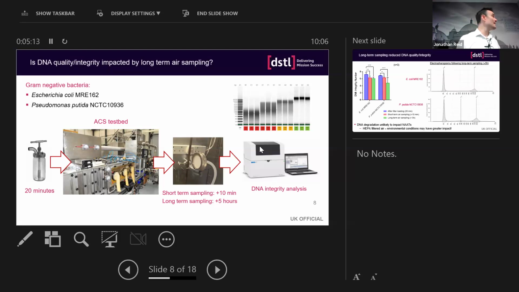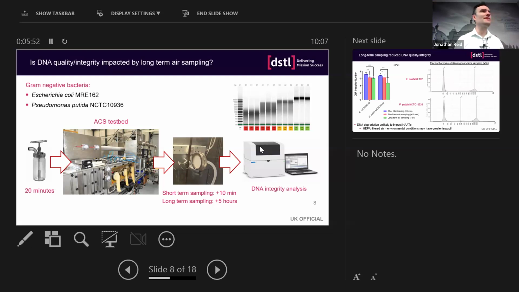Those aerosols were mixed with HEPA-filtered air within a linear wind tunnel, and within that wind tunnel, aerosol samples were collected using a 55mm filter with a pump operating at 35 litres a minute. The pump was operating during those 20 minutes, and then for a further 10 minutes, which in this experiment is termed short-term air sampling, or for a further 5 hours, which I've termed long-term air sampling. Those filters were collected, eluted into buffer and shaken.